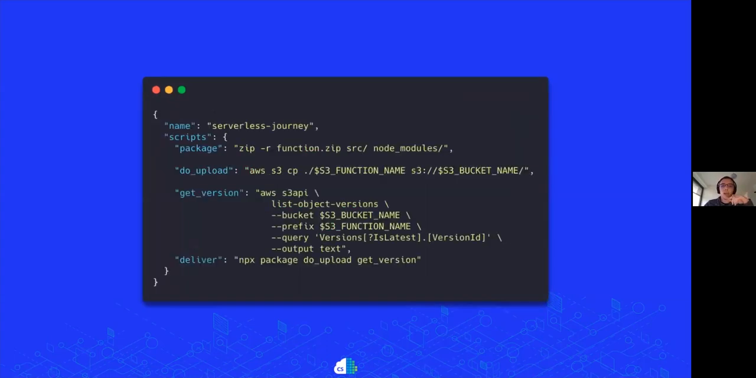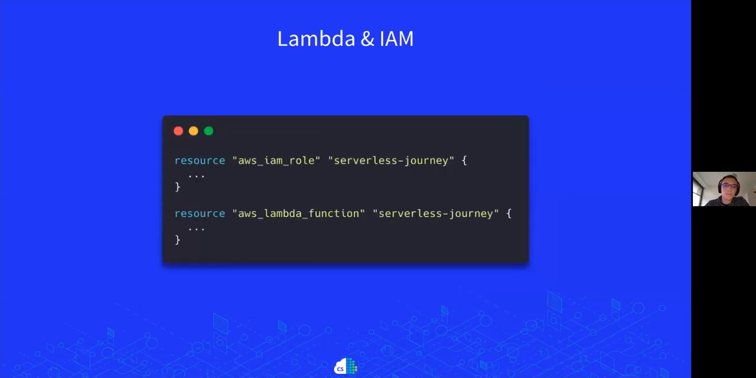And then in order to upload my code, I added this beautiful scripting to my package.json. Very, very cool code. Took me super long to figure out. But essentially, there's 3 scripts. There's a package script which zips up everything. There's an upload script which uploads it to S3. And then there's a get version script which will go and fetch the version for me, for my function. So I could include that back into Terraform to update what was running.